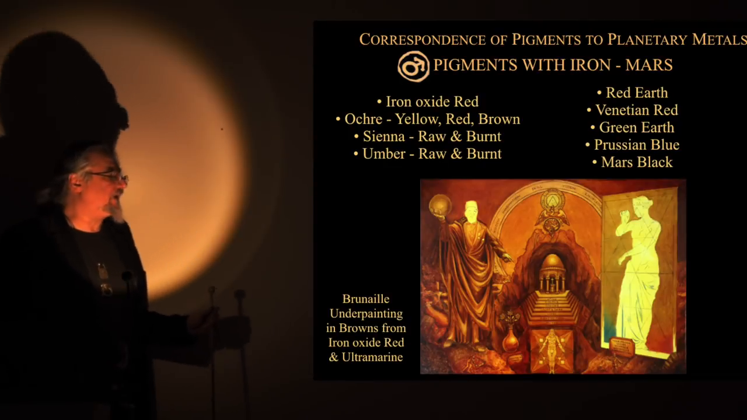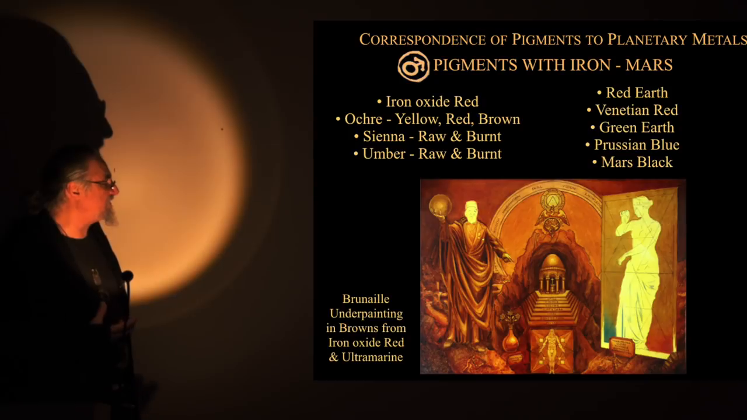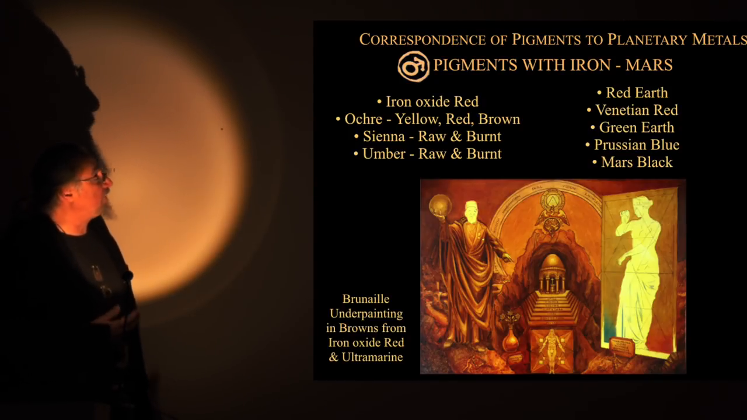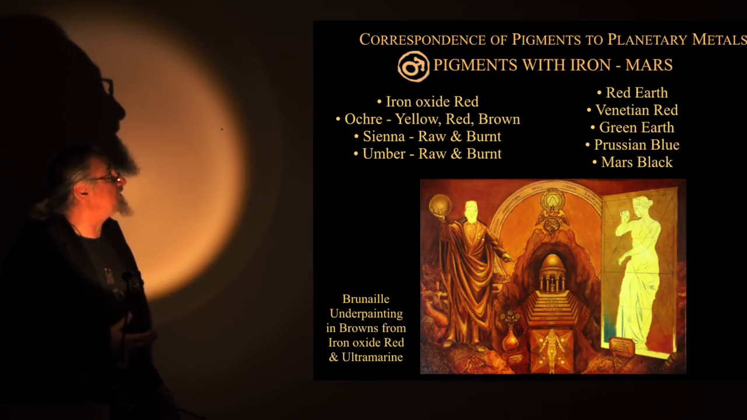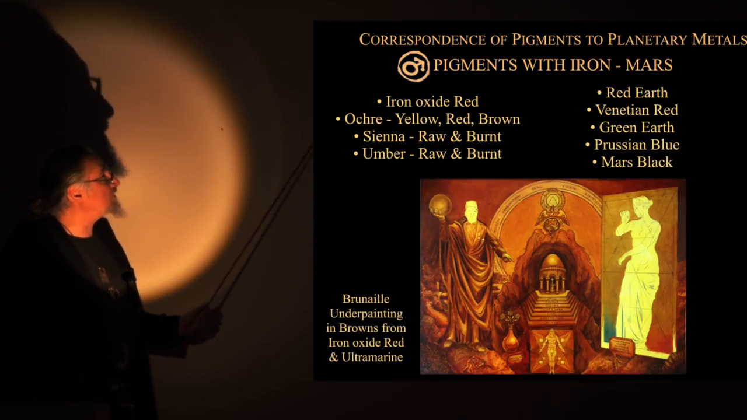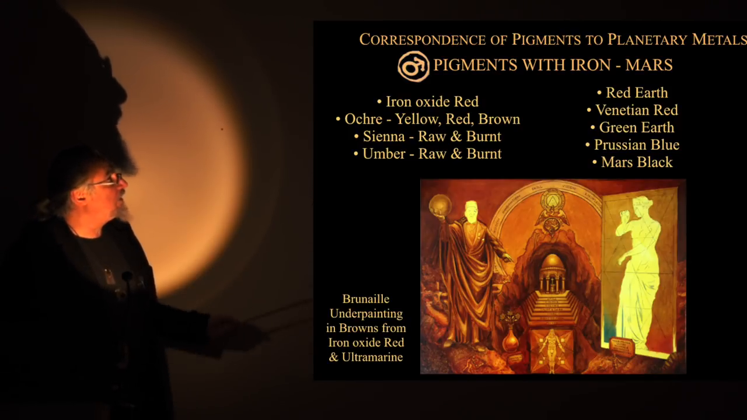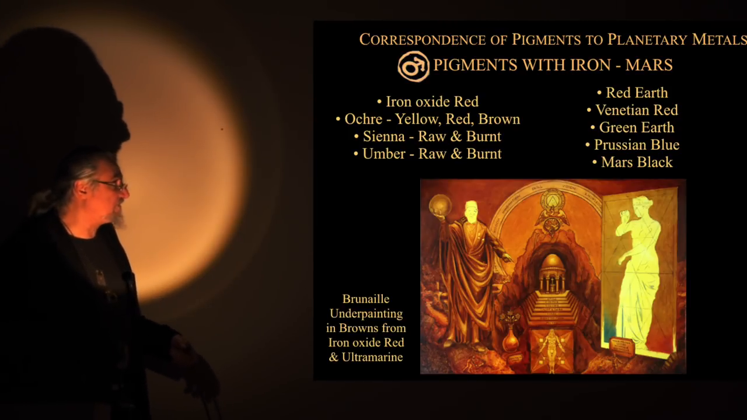Then we began what is called the Brunaille underpainting, and the Brunaille uses browns to underpaint. And we're fortunate that many of the brown tones, in fact, come from iron. They're iron oxides. This includes iron oxide red, but also the ochres, the yellow, red, and brown ochres, the siennas, like raw and burnt, the umbers, which are raw and burnt, or red earth, Venetian red, green earth, Prussian blue, Mars black. They all have iron.